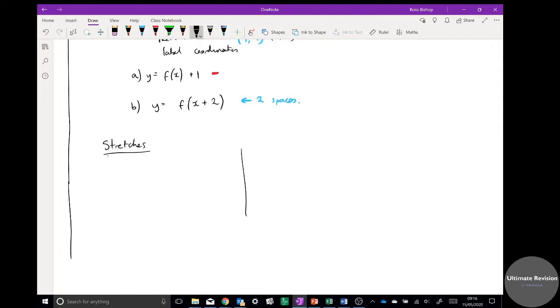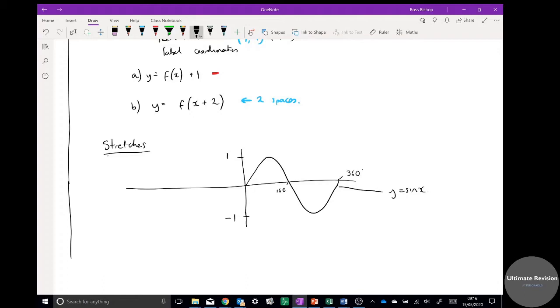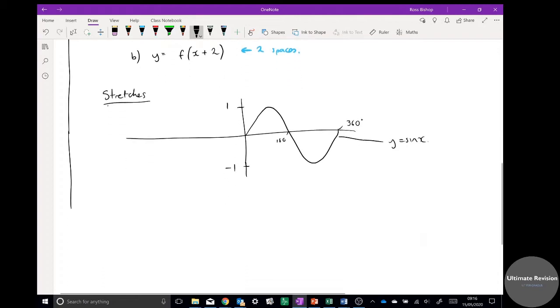Right, what I'm going to do is quickly draw out a sine graph. Now, you may not have seen this, but y equals sine x has this sort of shape. It's a wave, it goes between 1 and minus 1. And it passes through 180 degrees and 360 degrees. That's the standard y equals sine x graph.